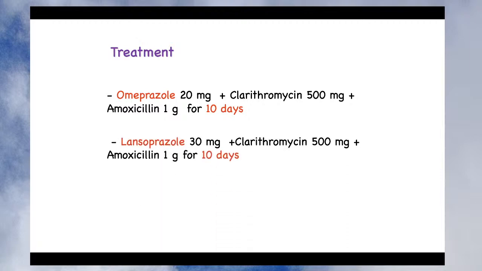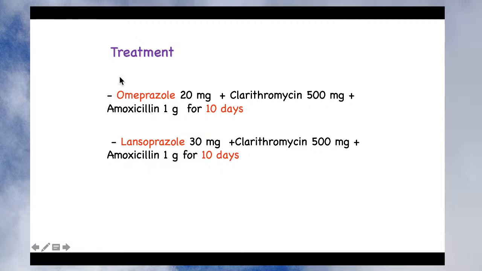Secondly, you can try lansoprazole 30 milligram. Again, this is a proton pump inhibitor, plus clarithromycin 500 milligram and amoxicillin 1 gram for 10 days. So what change have you made here? These doses you have kept constant, as clarithromycin 500 milligram is the same, amoxicillin 1 gram for 10 days is the same.